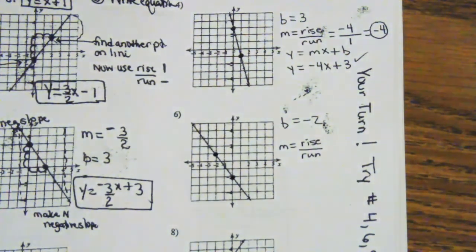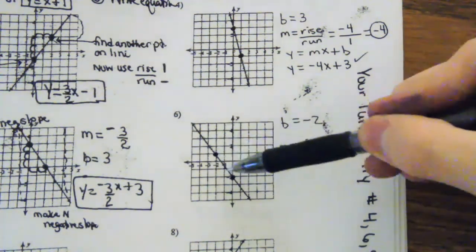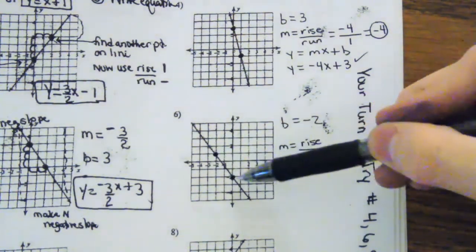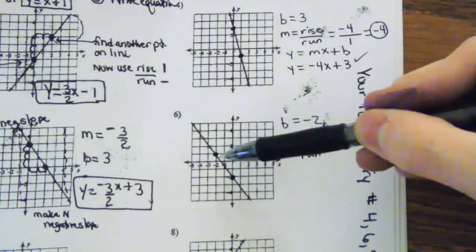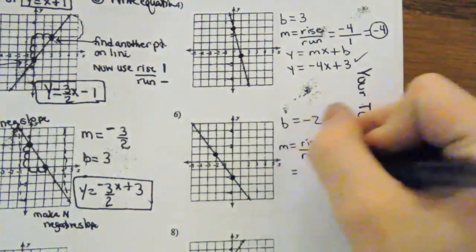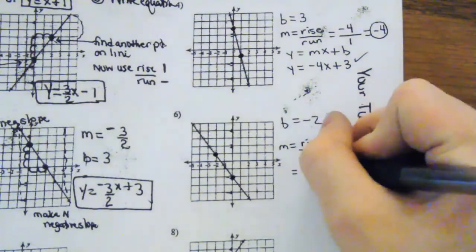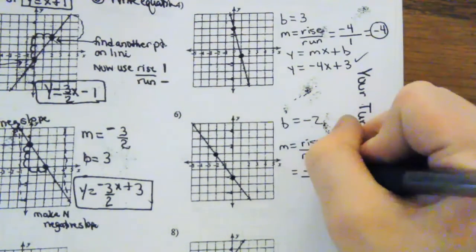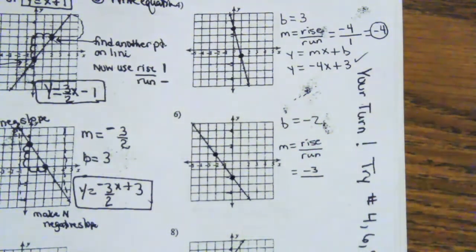So looking at this graph, I'm going to start at the point on the left side, and I'm going to move to the point on the right side. So how far up or down do I need to go to get from this point to that point? From here to here, I need to go down by 3. So my rise is going to be -3. It's -3 because I have to go down 3 to get to the next point.